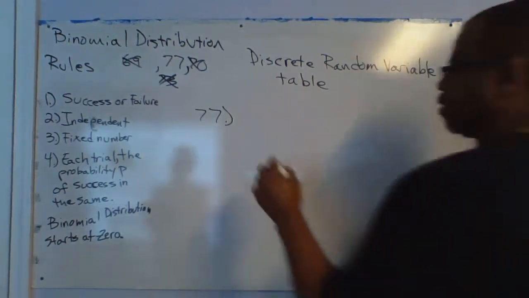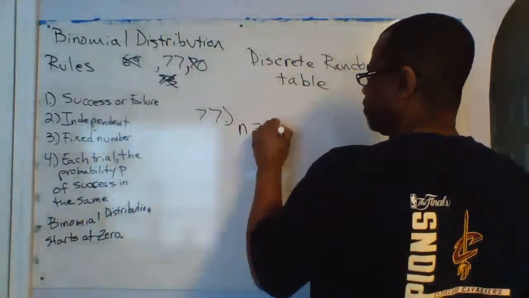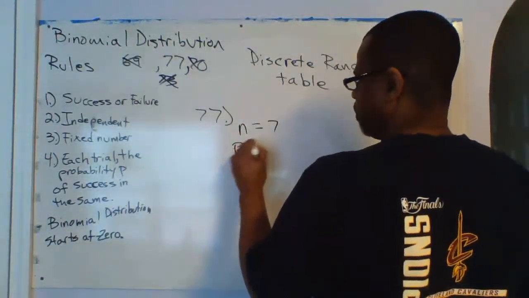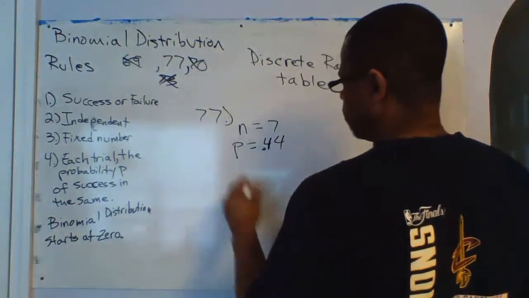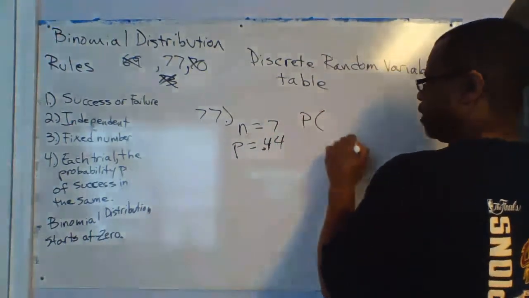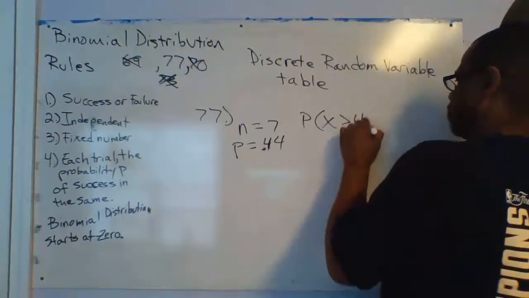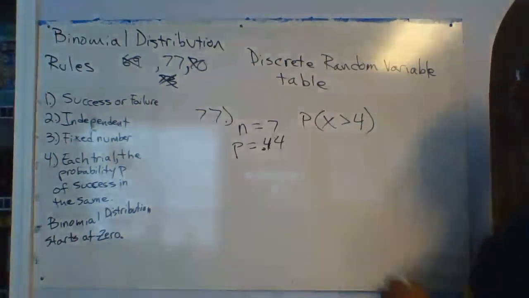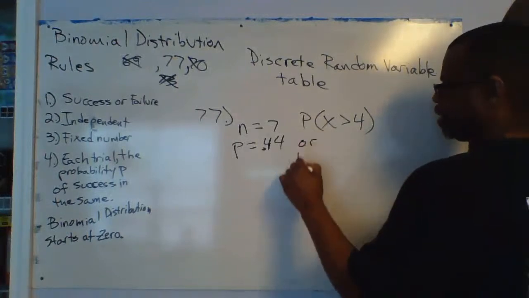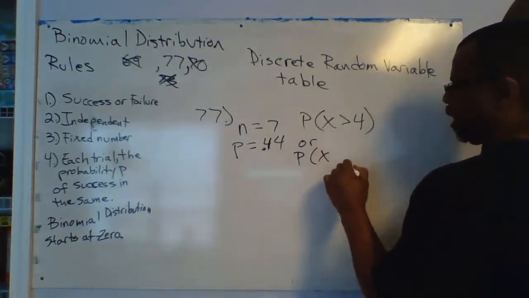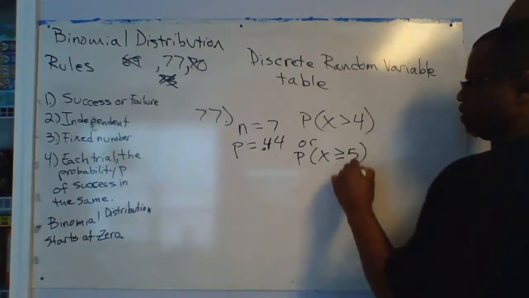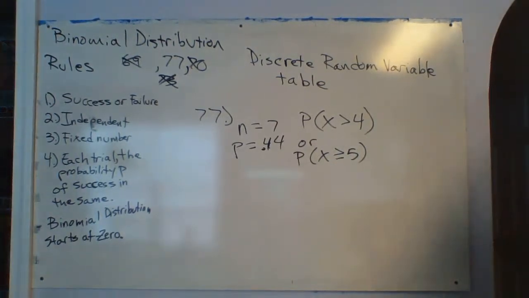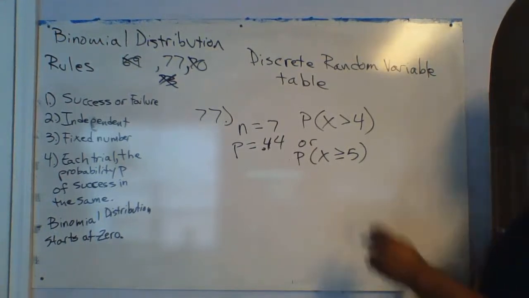Four more. Okay, so for 77, we know that n is equal to 7. We know that p is equal to 0.44, right? All right, so they want to find the probability that x is going to be greater than 4. Isn't that the same as saying the probability that x is greater than or equal to 5? We talked about that yesterday.